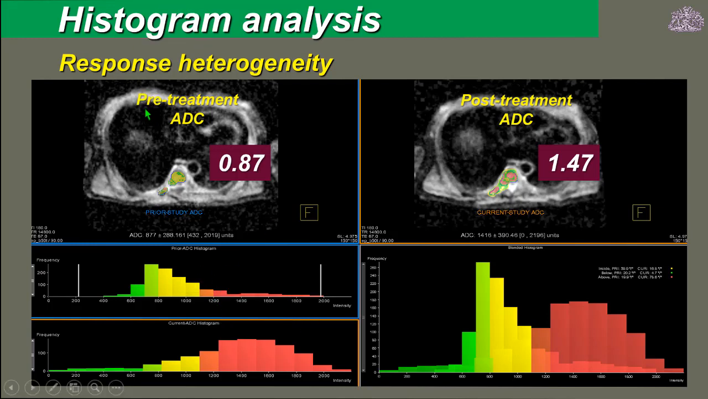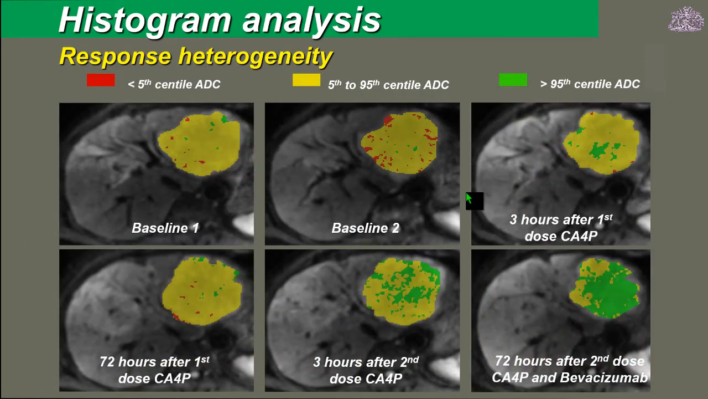And you can map these changes back to the original pictures on the original ADC map and see where these changes are occurring in relation to the treatment. So here is another example. Here we're only showing you maps. Again, here red, yellow, green.